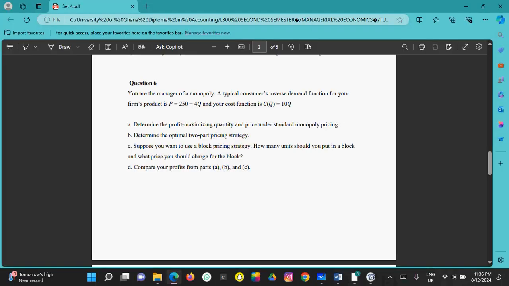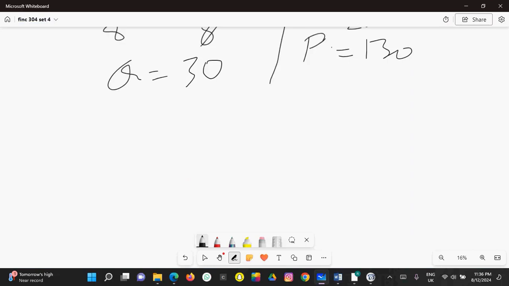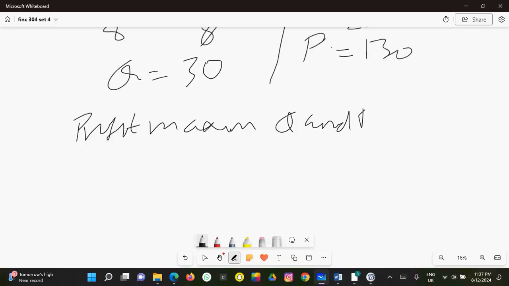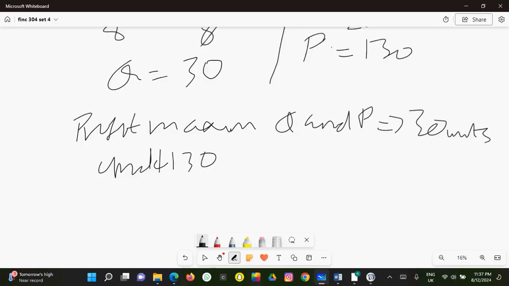So that is the profit maximizing quantity and price. Profit maximizing quantity and price: Q is equal to 30 units and P is equal to 130 Ghana cedis, respectively. Don't write it like me, write respectively. I'm writing it here. If exams come out, you see how I'll be writing it legibly. So that's it for A.